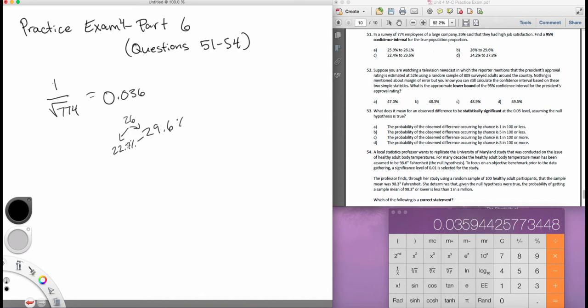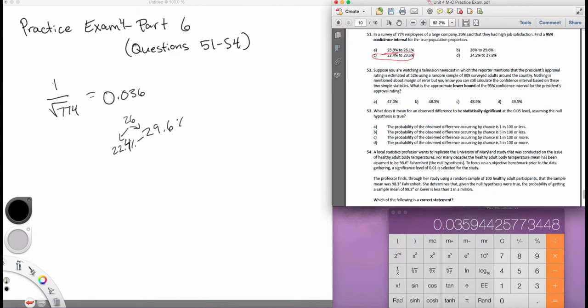I'm sorry, subtracting 3.6 should give 22.4. It's because then when you add 3.6, it'll get up to 29.6. I didn't see 22.7 up here, but 22.4 is there. And so that makes C our correct answer.